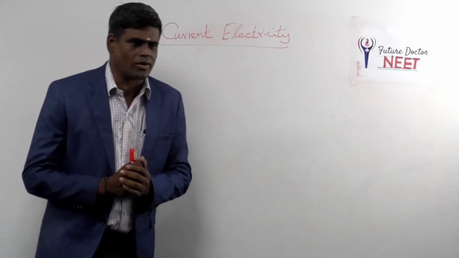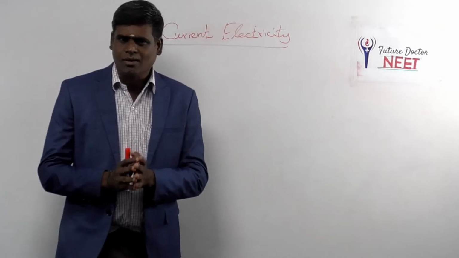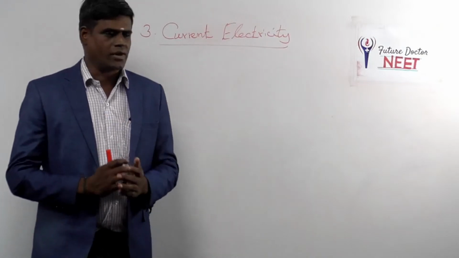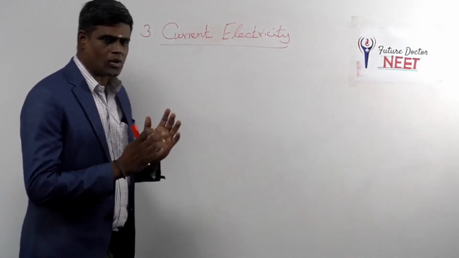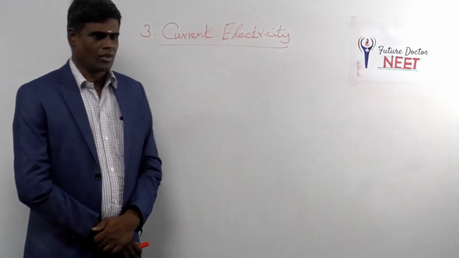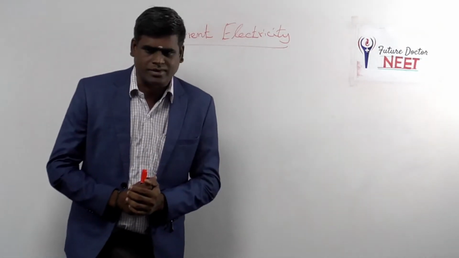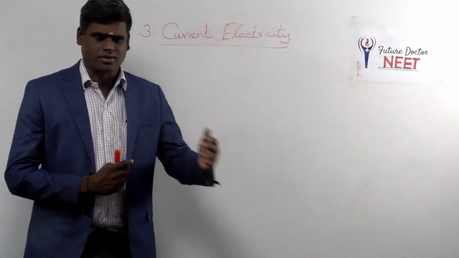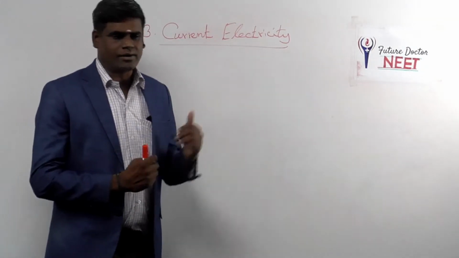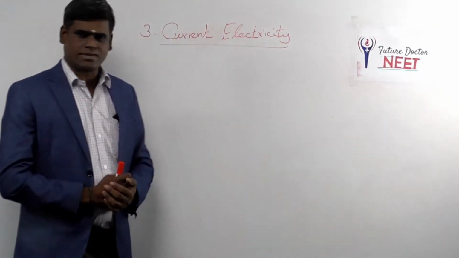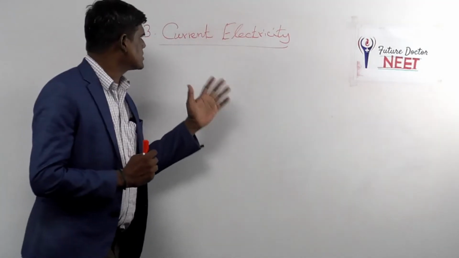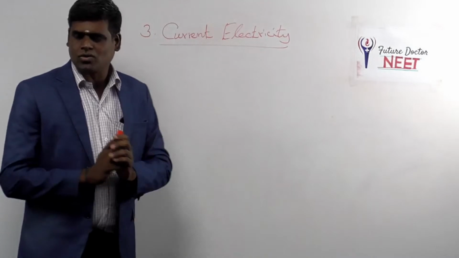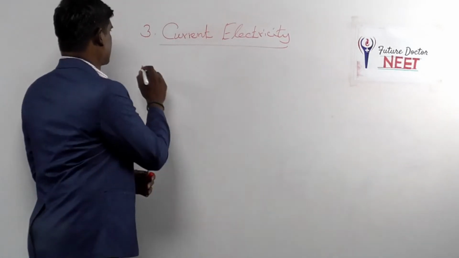What is static electricity or electrostatics? Electrostatics is the branch of physics that deals with the charges at rest. Now current electricity. What is current electricity? Opposite of rest, that is motion. Current electricity is the branch of physics that deals with the charges which are in motion. And here we want to study some of the terms. First, electric current.